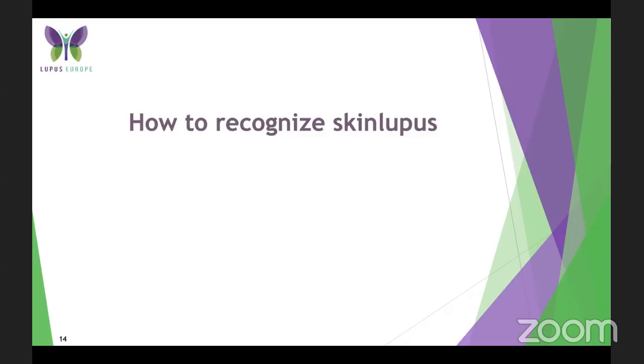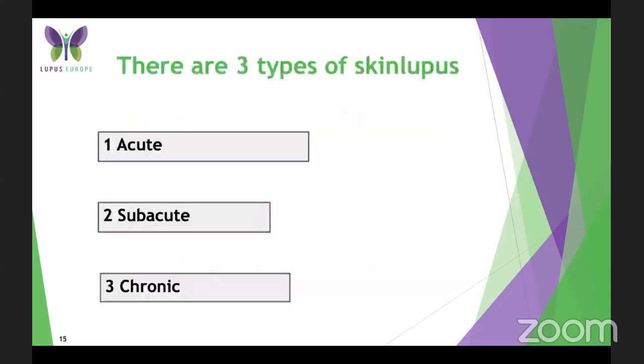So one of the other questions you might have is how a doctor, or how you, can recognize skin lupus. Next slide, please. Well, this actually depends on the subtype of the disease. Next slide, please. And with subtype, I mean that skin lupus also has three subtypes. The first one is acute skin lupus. The second one is subacute skin lupus. And the third one is chronic skin lupus. Next slide, please.